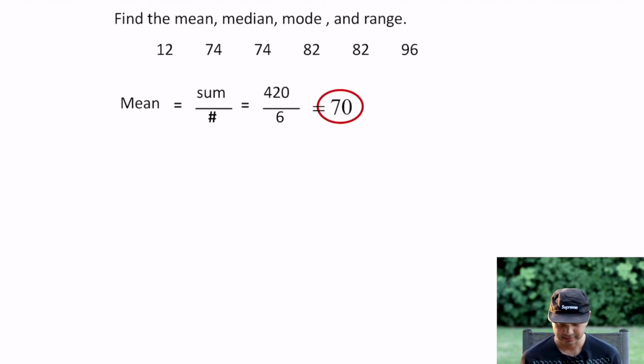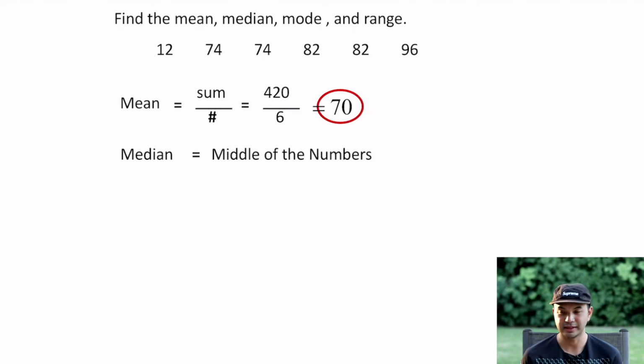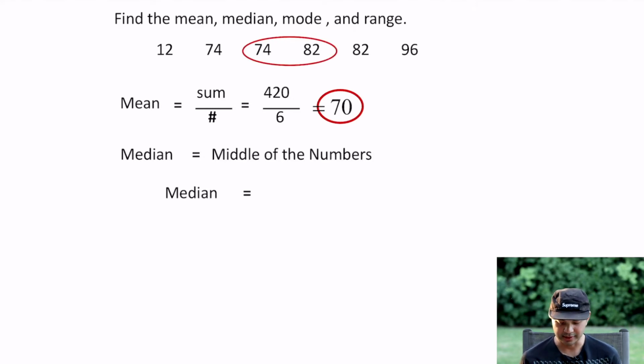Now the median. So put it in order from least to greatest, which it already is, but in this case there are 2 middle numbers. If there are 2 middle numbers, you find the average of those 2 middle numbers. So you add up 74 plus 82 and you divide it by 2. And so your median is going to be 78.